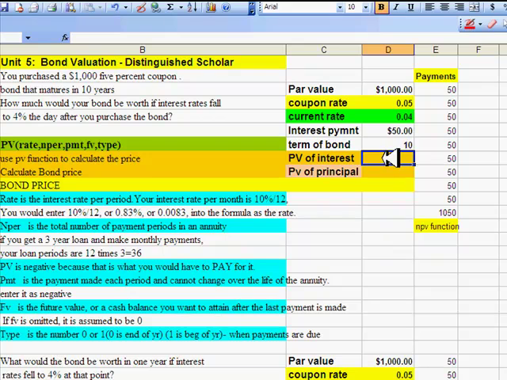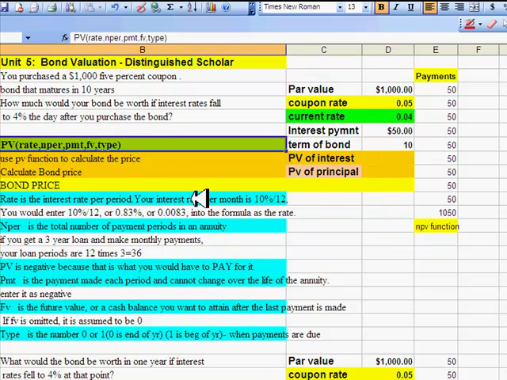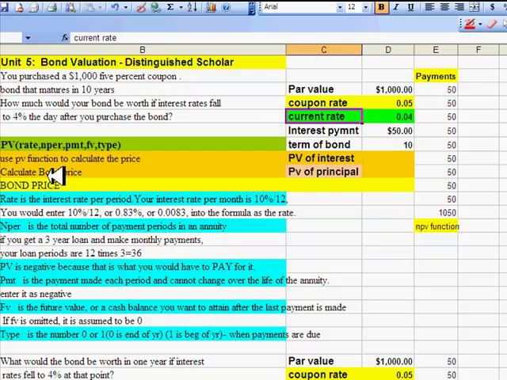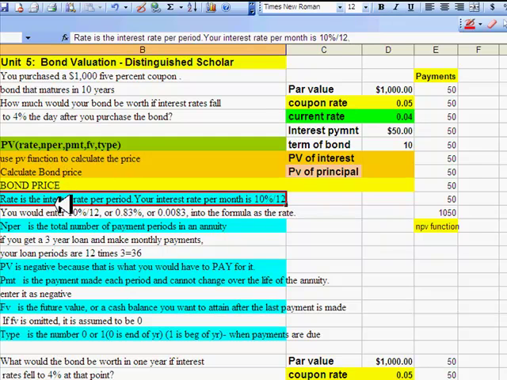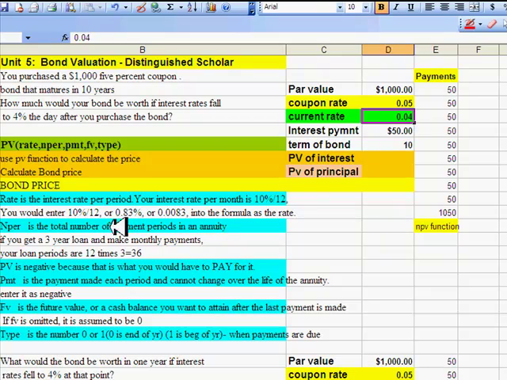Excel makes it easy, so we use the present value function in Excel. You'll put in your rate, number of periods, payment, future value, and type. So rate is the interest rate per period that you're discounting at. You're using the current rate, okay? You're going to discount it at the current rate. And it could be per period, it could be per month, or it could be per year. In this case, it is 1 year, so we'll use the current rate of 4%, okay?